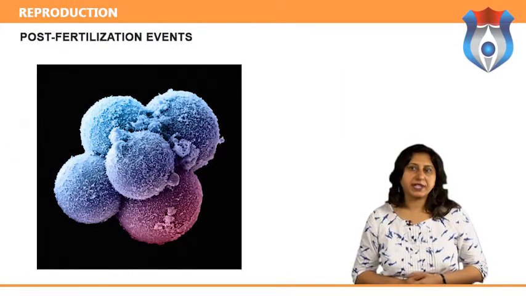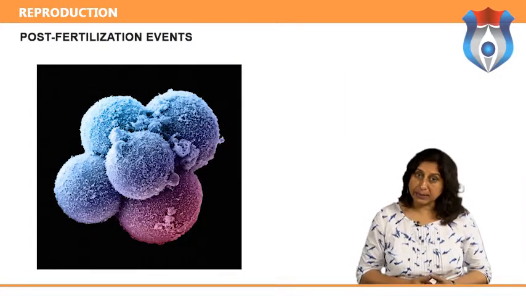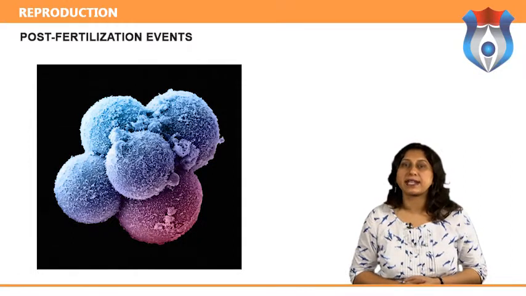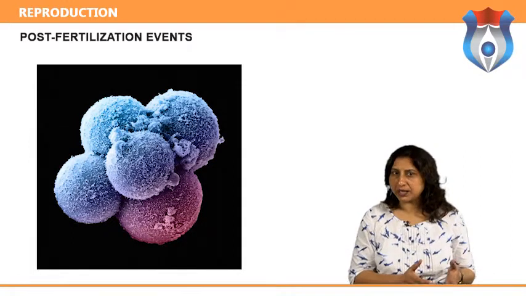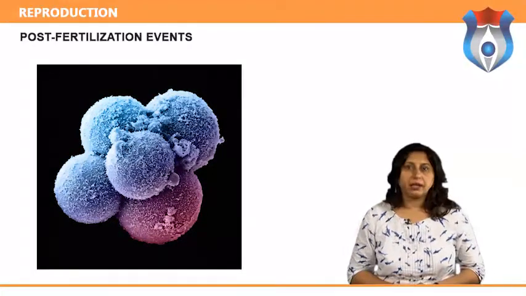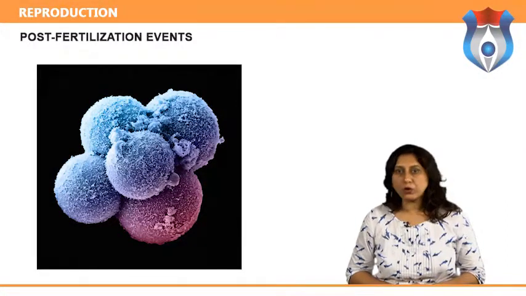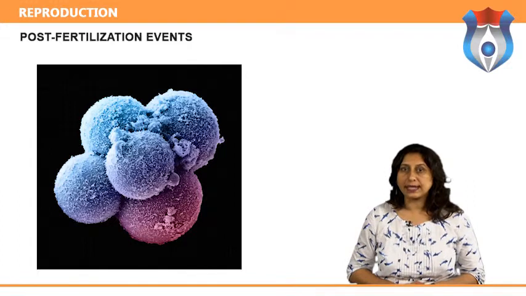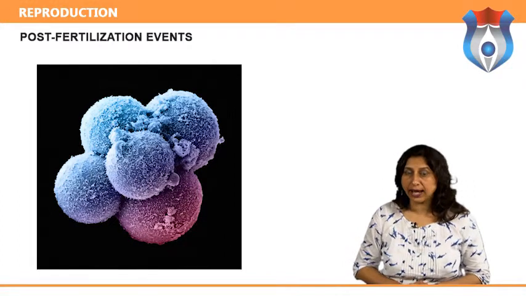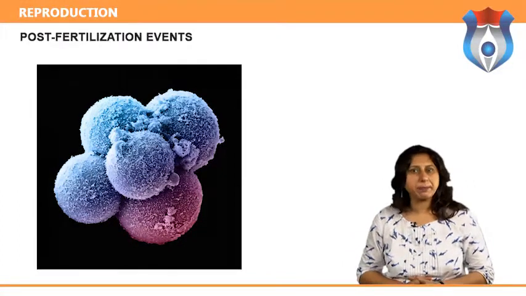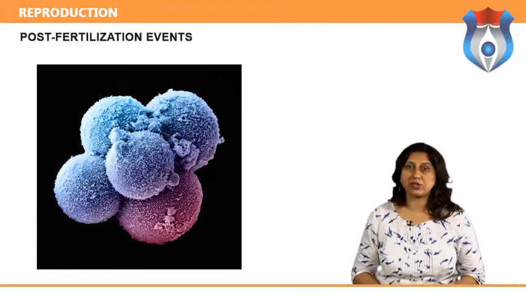Further development of the zygote depends on the type of life cycle the organism has and the environment it is exposed to. In organisms belonging to fungi and algae, the zygote develops a thick wall that is resistant to desiccation and damage. It undergoes a period of rest before germination.